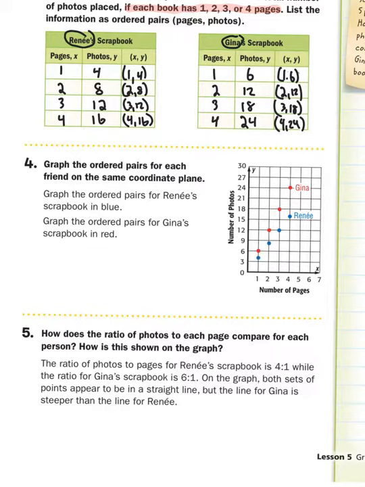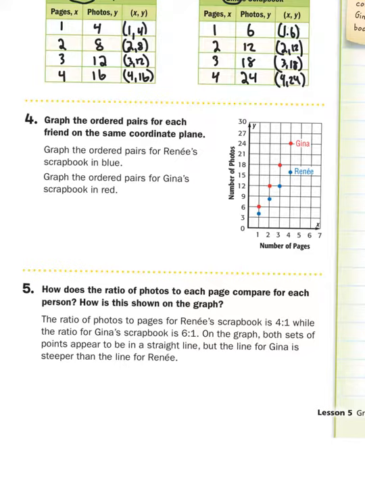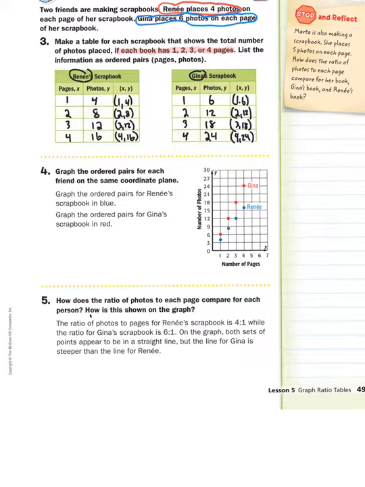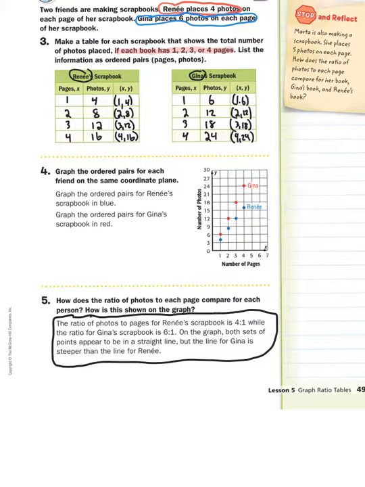Okay, so let's see how they put that in words. And I'm going to have you circle in the example what they say, because you're going to use that as a model. You ready? It says the ratio of photos to pages for Renee's graphic is 4 to 1, while the ratio for Gina's is 6 to 1. On the graph, both sets of points appear to be a straight line, but the line for Gina is steeper than the line for Renee's. Okay, so this is going to be kind of your model. So when it asks you to compare, and remember, you don't have to have exactly this, but that's just a couple sentences in how you can compare the two graphs. All right, so I'm even going to write model.